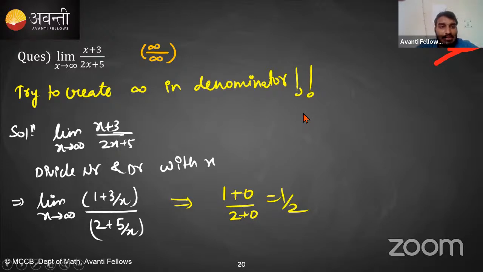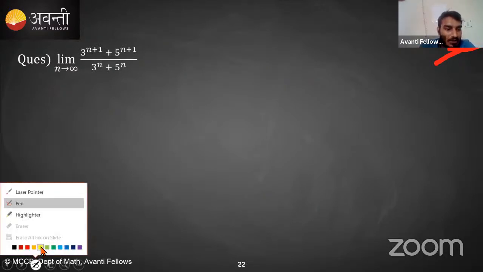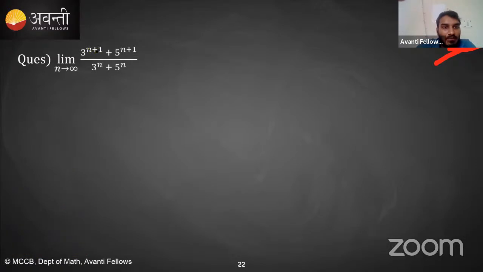Now let's move on to the next question. Again, what is this form? n is tending to infinity, right? So 3 raised to the power infinity plus 5 raised to the power infinity is infinity plus infinity, which means infinity. The denominator is also infinity. So again, we have infinity upon infinity form, right?